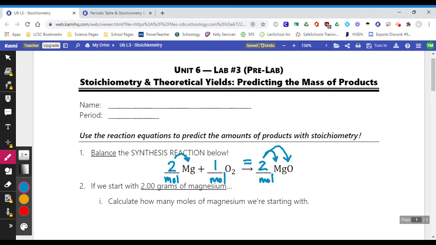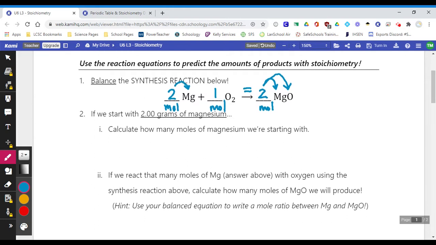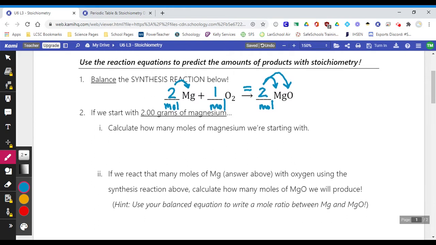And that still works. That's going to be more convenient to us, and it's actually going to help us out a lot coming up here in this problem. So we'll see that in a second. But let's see where we're at right now. If we start with 2.00 grams of magnesium, we want to calculate how many moles of magnesium we're starting with. Okay, grams to moles. This is a conversion we've done before, so let's do it.